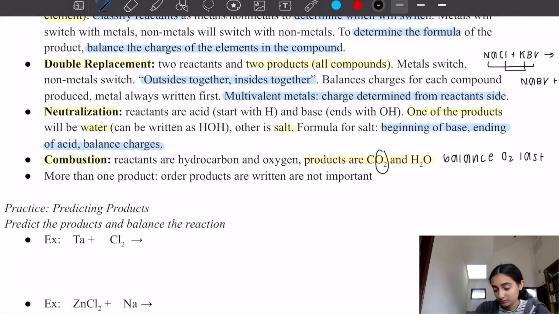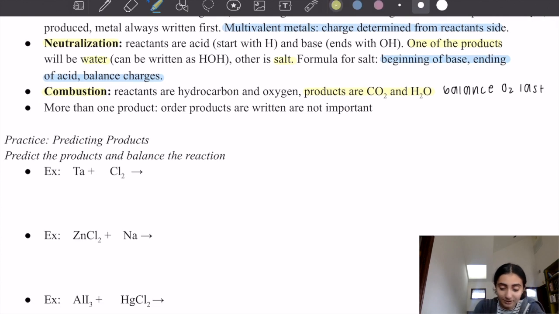Because oxygen is in 2 of the products, it's going to be really difficult if you try to balance oxygen first. I recommend first balancing carbon, then hydrogen, then oxygen. And just a final note, if you have more than one product in your reaction, it doesn't matter which order the products are written in, just as long as you make sure you first write metals and then nonmetals.